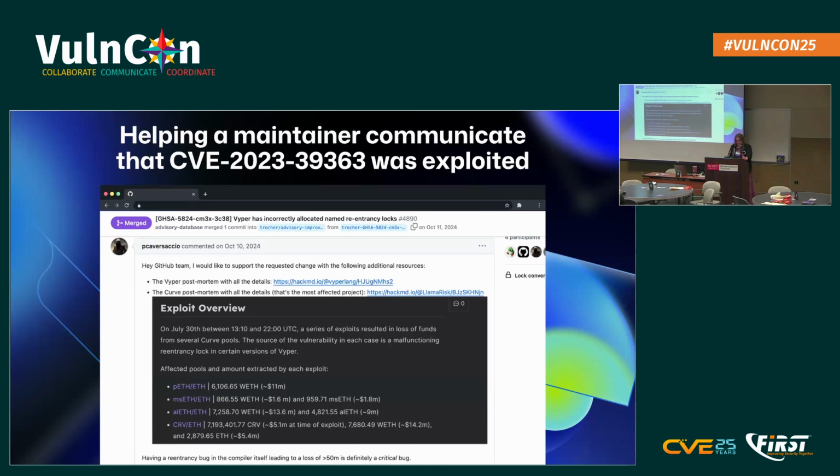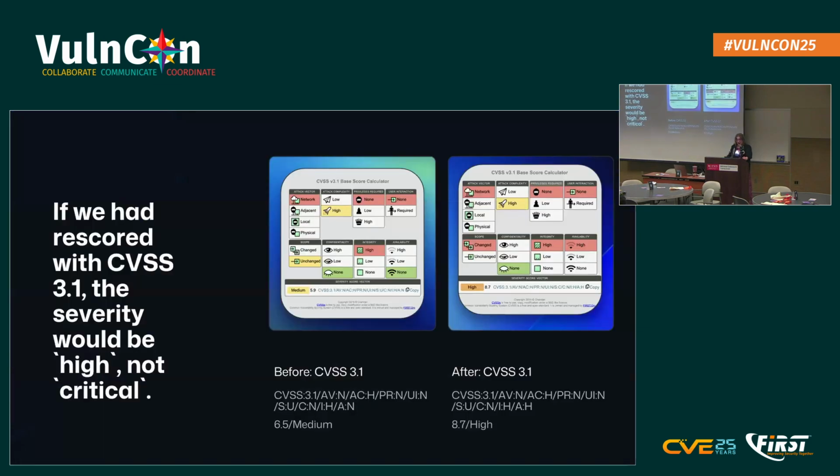CVSS 4.0 ended up being the right solution for them for a couple of reasons. And I went through the process of rescoring the vulnerability with them, first trying with CVSS 3.1. I tried rescoring with CVSS 3.1, but if I just tried what they suggested, one of the things they said was this vulnerability can brick something. Okay, bricking is pretty serious. That sounds like a high availability issue.